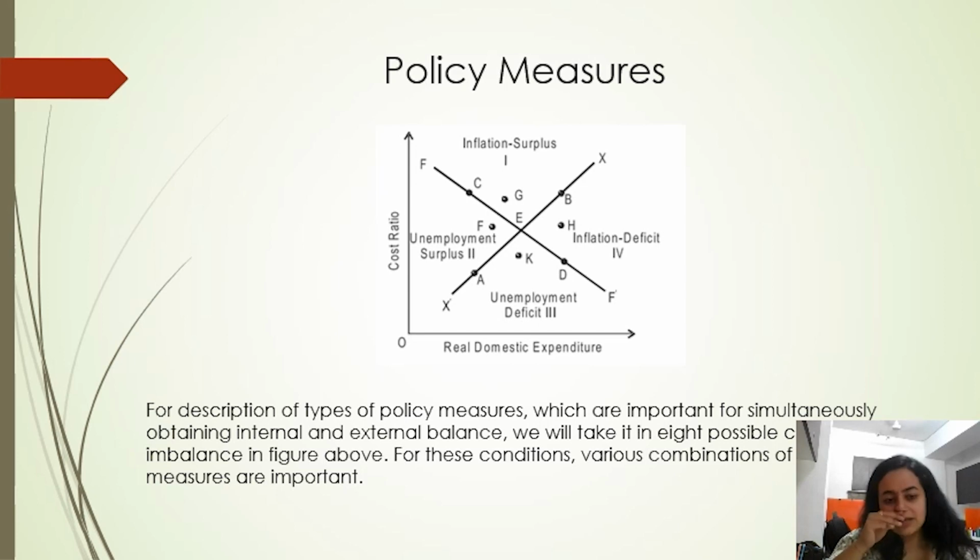Now let's look at the policy measures. For the description of policy measures which are important for simultaneously obtaining internal and external balance, we will take the 8 possible conditions of imbalance in the figure above. So there are 8 possible conditions of imbalance. For these conditions, various combinations of policy measures are important.